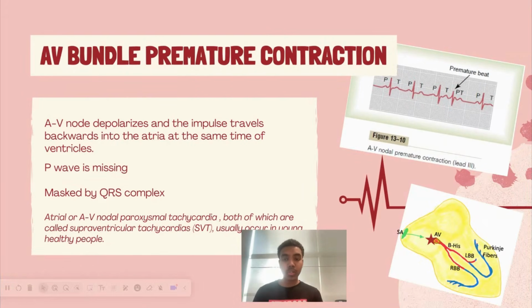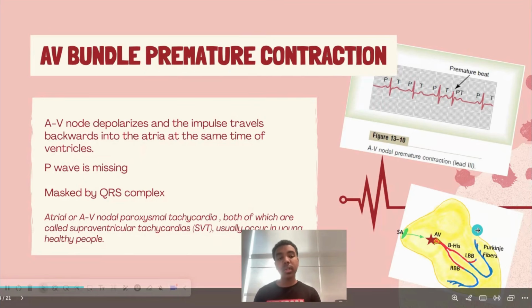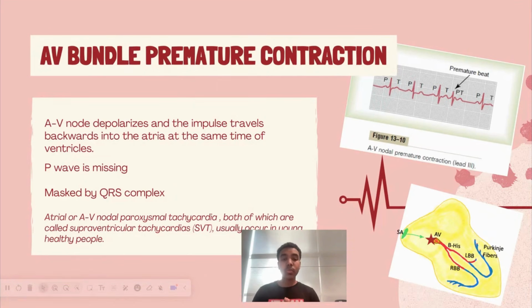AV bundle premature contraction. What is AV bundle premature contraction? This is basically when you have the ectopic pacemaker closer to the AV node, and it also sends two impulses. It sends an impulse backwards to the atria, to the SA node, and an impulse that goes to the ventricles. So you might feel that the P wave is missing. However, it's not missing, it's masked by the QRS complex. If it sends an impulse to the ventricles first, the P wave is going to come after the QRS, so the QRS is going to happen before.